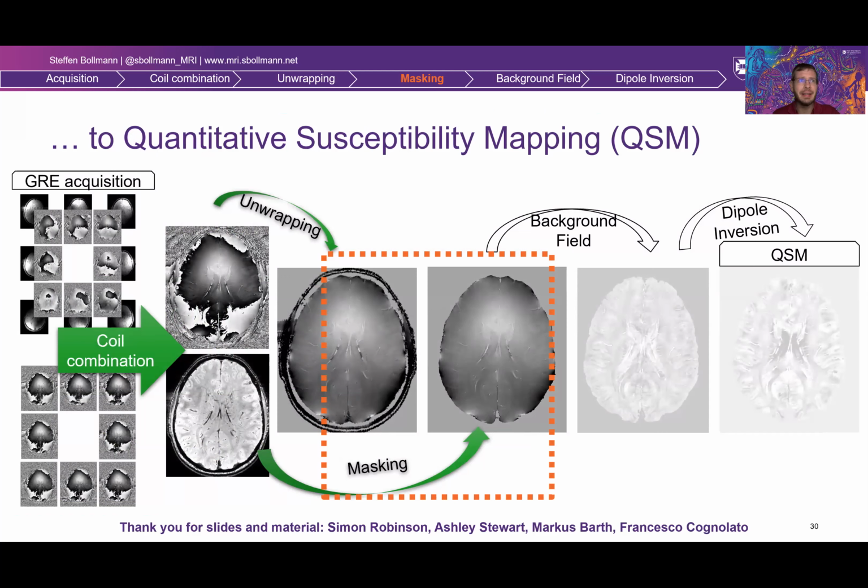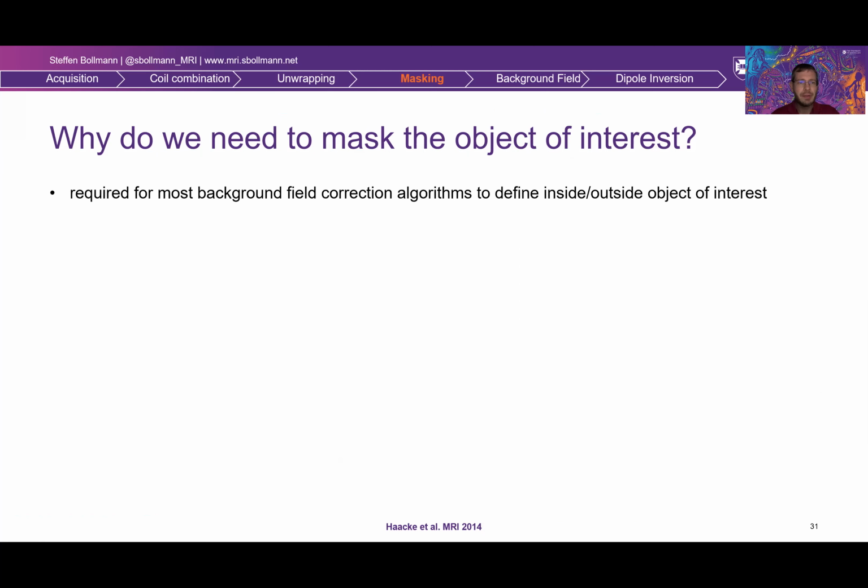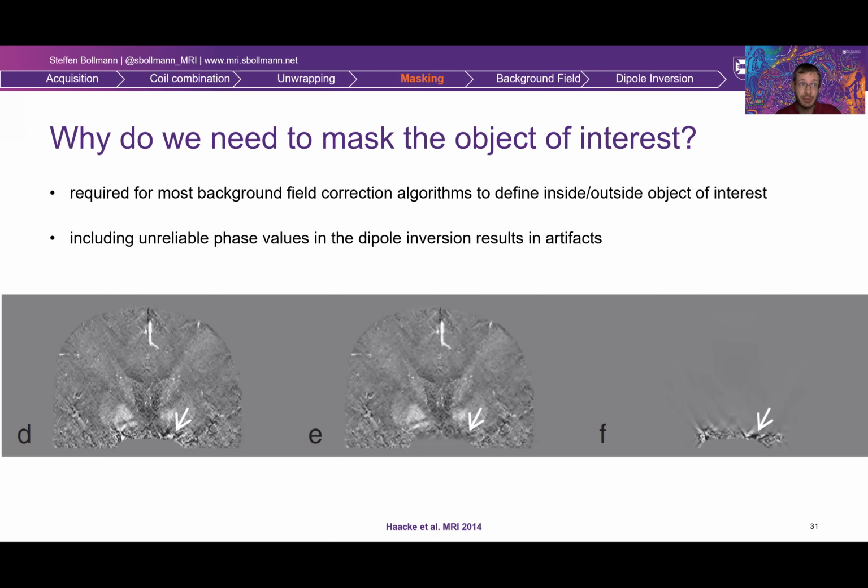Now we need to define the region that we want to include in the actual QSM computation. And this is usually not seen as that important, but it actually impacts the results quite a bit and can be tricky, especially when doing QSM outside of the brain. So why do we need a signal mask at all? Well, for most background field correction algorithms, we need to define inside and outside of the object of interest. Also, including unreliable phase values in the dipole inversion will lead to artifacts.